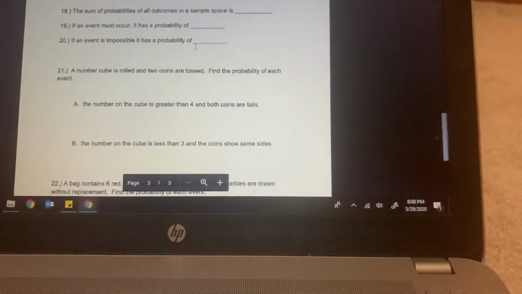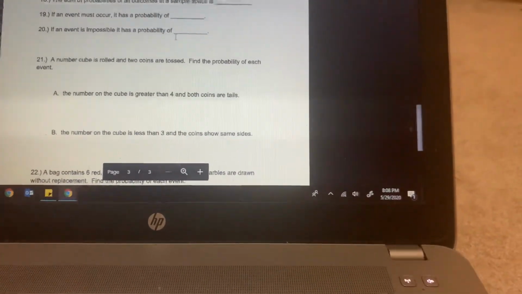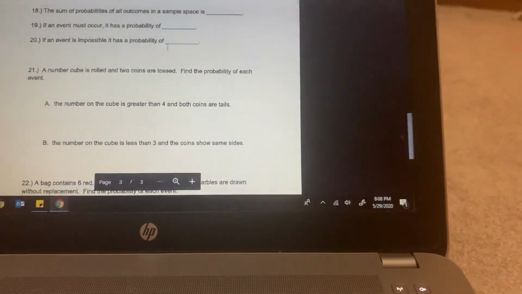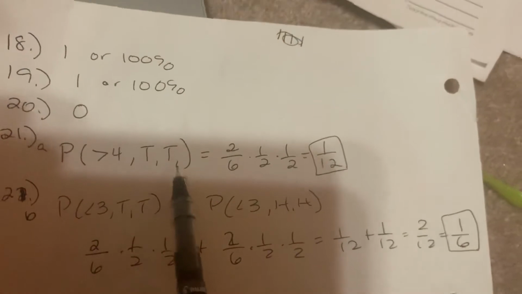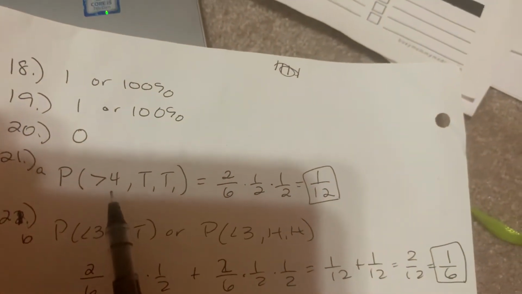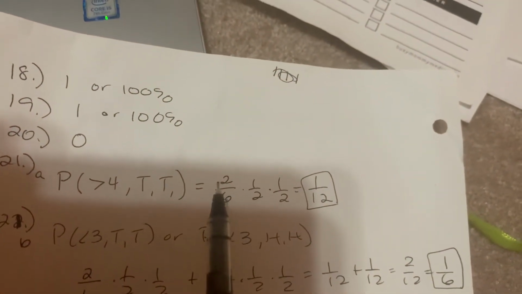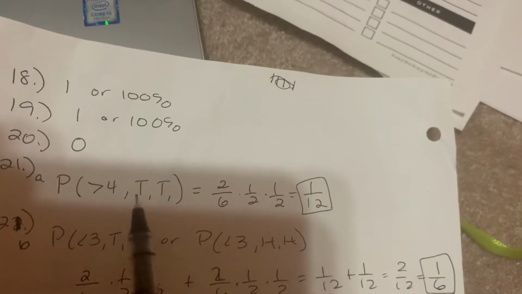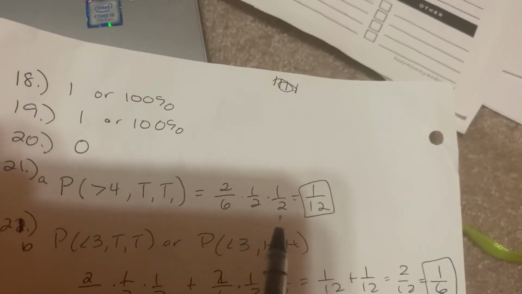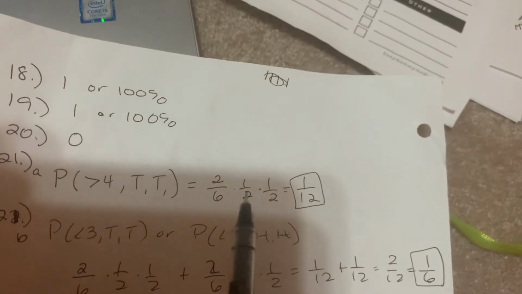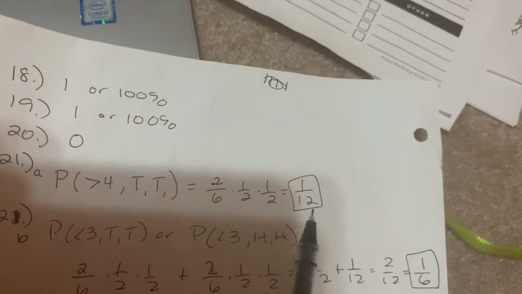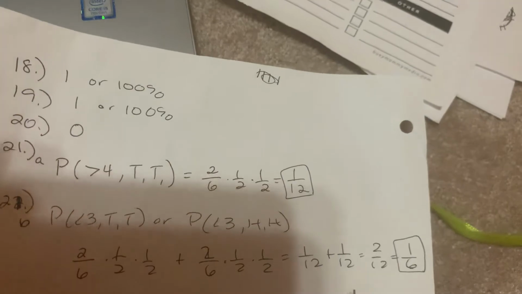It says a number cube is rolled and 2 coins are tossed. Find the probability that the number on the cube is greater than 4 and both are tails. Well, to be greater than 4, you're 5 and 6, which is 2 options out of 6. To get tails, it's 1/2. When you do something and then do something and then do something, you multiply all your ways together. That's the fundamental counting principle, and you get 1/12.